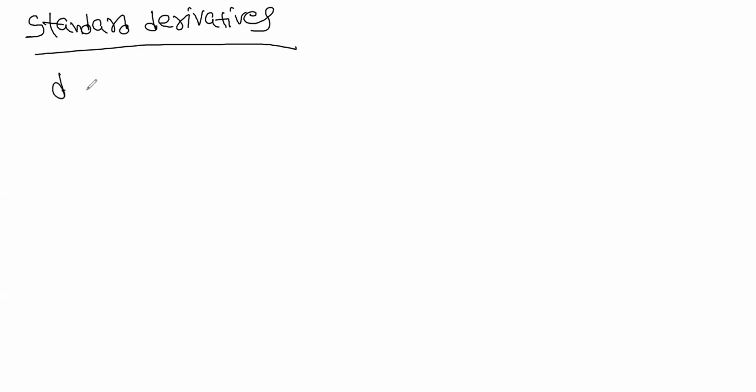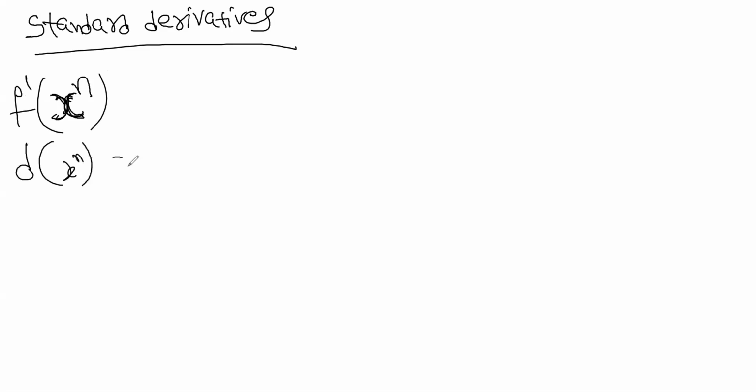Derivative is represented by d or f dash. Here I am writing only the functions. So first, x to the power n. You can write it as f dash of x power n, or d of x power n; both are the same. After deriving by using first principle, we arrived at this conclusion: if you differentiate x power n, we get n into x to the power n minus 1.